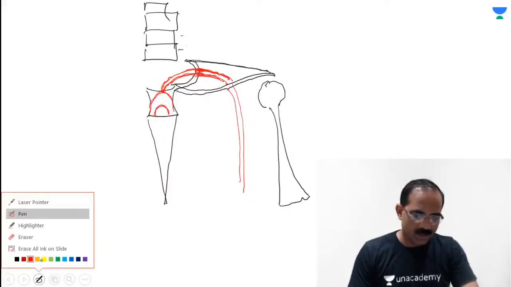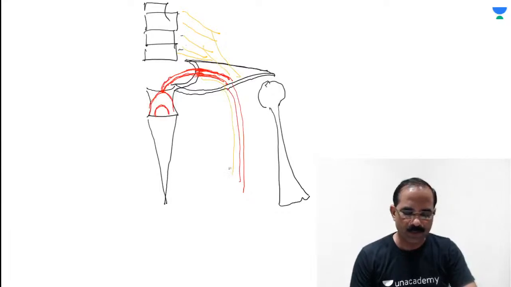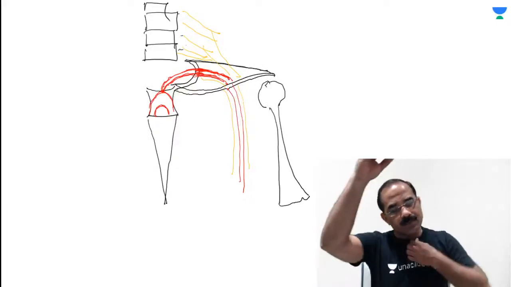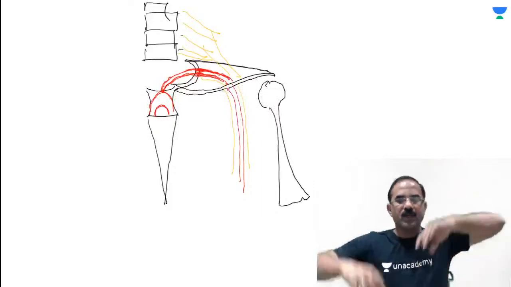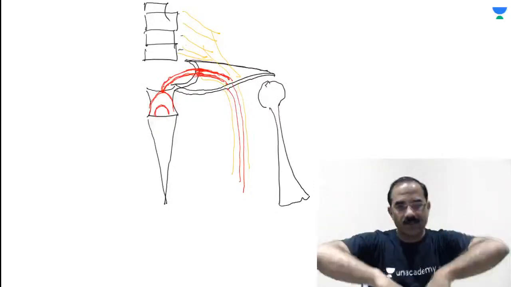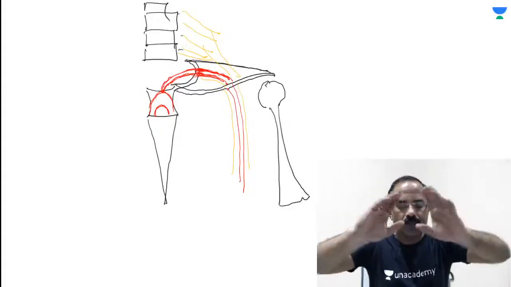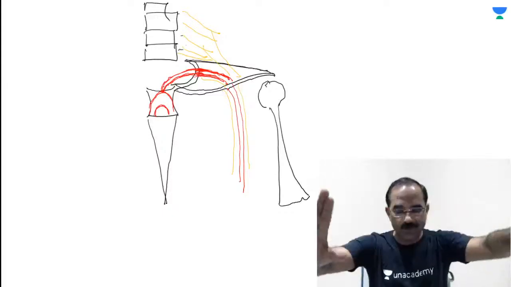Perfect. There's someone else here. This is C5, C6, C7, C8 and T1. And what's that, students? The brachial plexus. That's how the brachial plexus enters the axilla through the apex. So what are the structures which enter the axilla through the apex? One is the axillary artery and the second one is the brachial plexus. I hope this is clear to all of you.